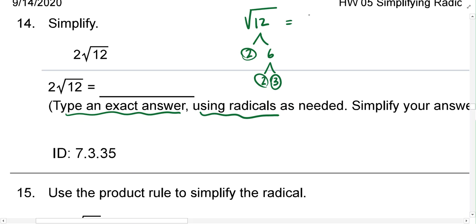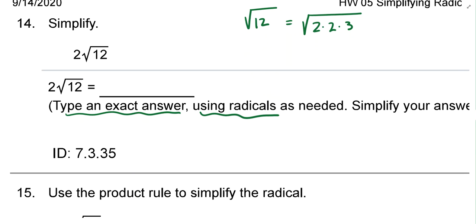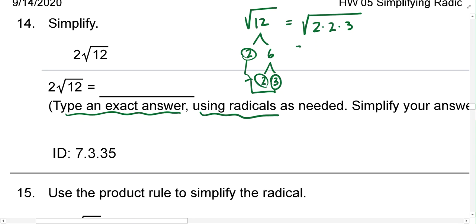And so what that tells me is that the square root of 12 is the same as the square root of 2 times 2 times 3. And you can check, does 2 times 2 times 3 equal 12? And the answer is yes. So these two statements are equivalent. The reason why we like this prime factorization is because we should recognize that 2 times 2 is 4, and the square root of 4 can be found.